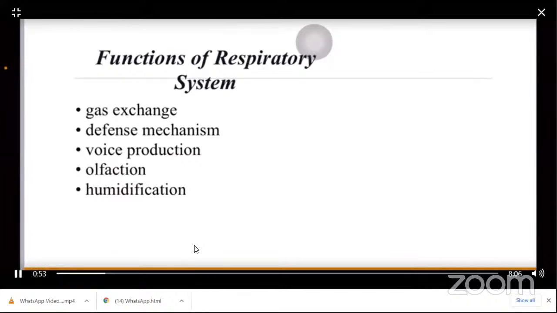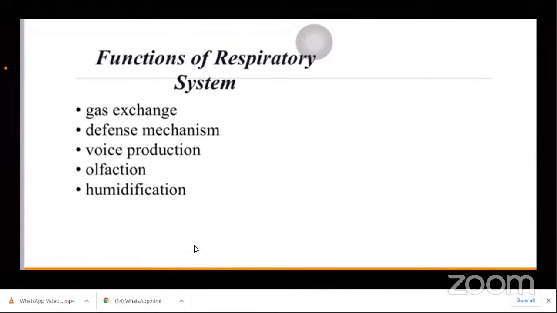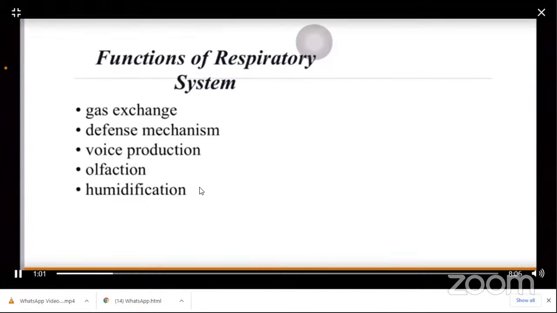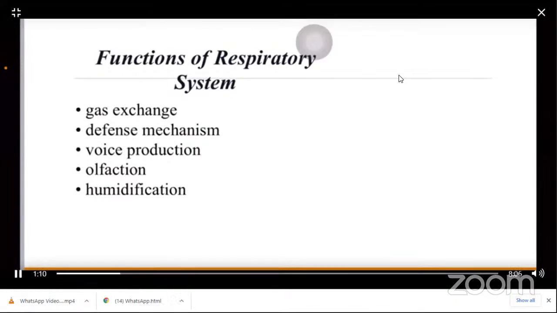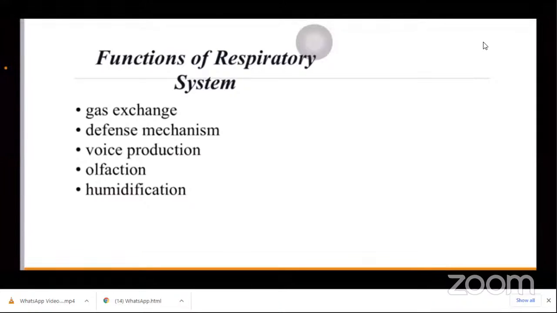The second function is defense mechanism. Here, the nose and then the pharynx and the region around the pharynx act as a defense mechanism, or the first line of defense, to filter out the foreign bodies which are inhaled. So this helps in the immune system.